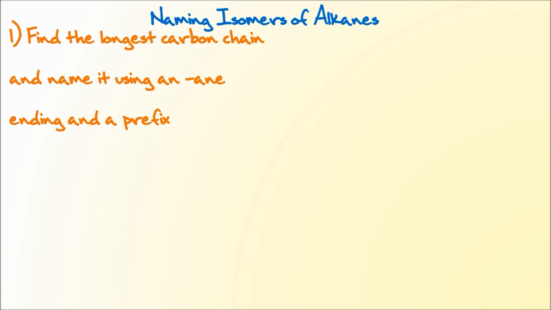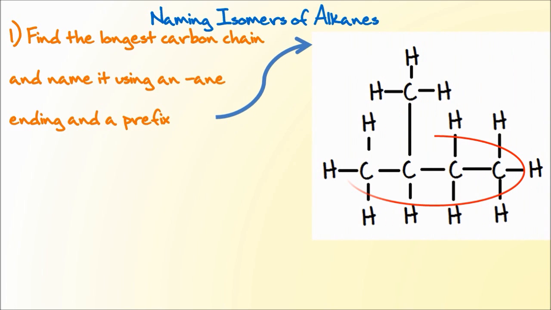So basically, naming isomers of alkanes. You're going to find the longest carbon chain and name it using the ane ending and a prefix. So like that, there's 4 carbons, and that's all in a chain. You're not going to count the top one because that's not part of the consecutive chain. Or you can count it like that. That's all part of a chain, except the bottom, that other part, is not part of that chain. It's kind of crazy, but that's why the other one was not pentane.